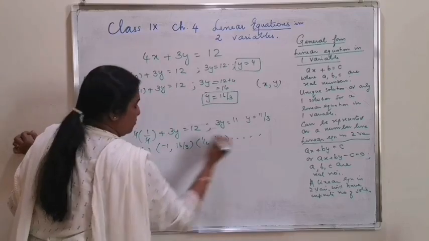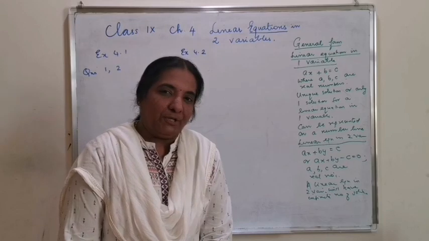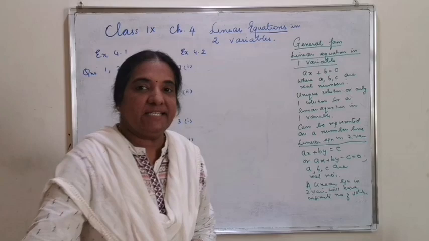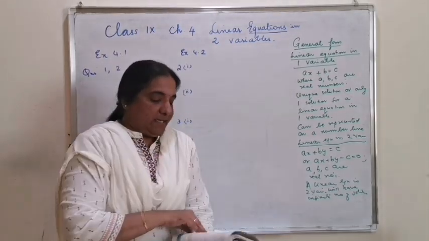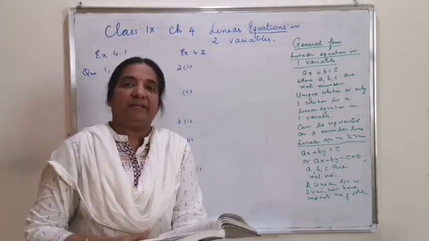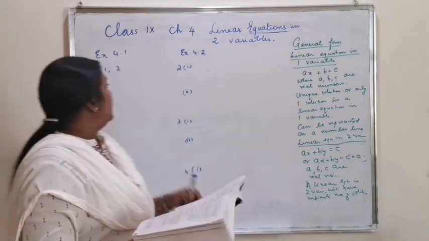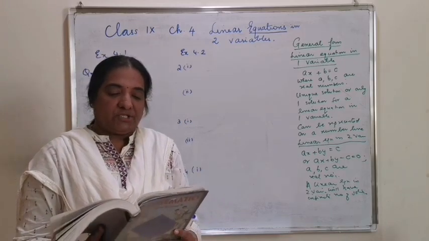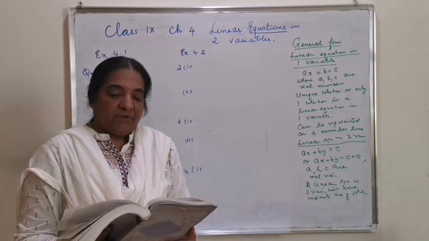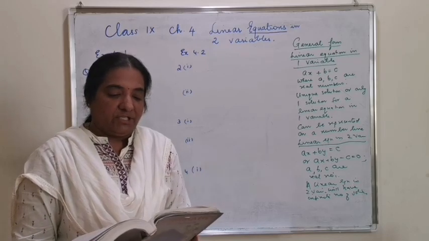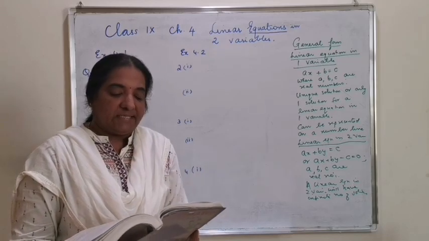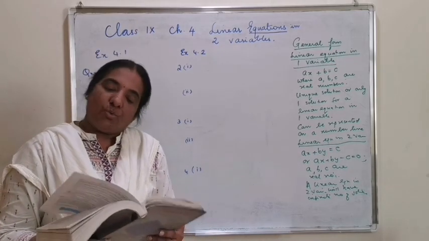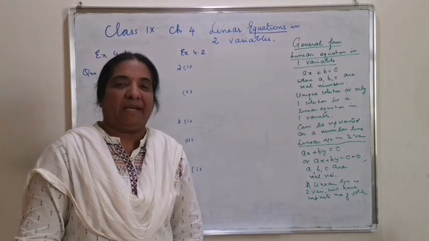Exercise 4.1 and 4.2 are only basic concepts of what we have discussed till here. I will just explain one or two, and the remaining you can try on your own. Question number 1, exercise 4.1. The cost of a notebook is twice the cost of a pen. Write a linear equation in two variables to represent this situation.